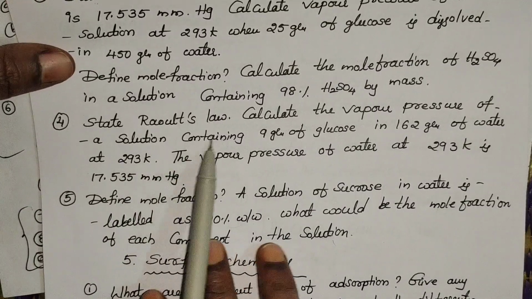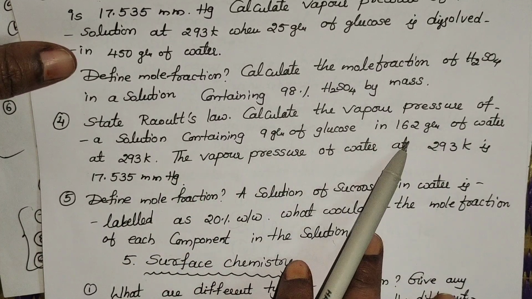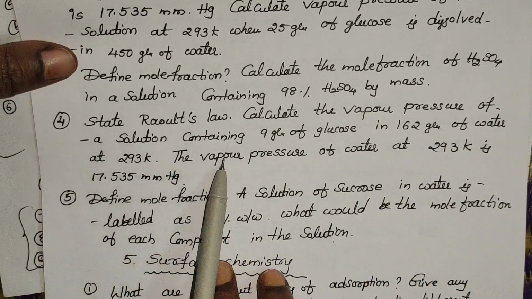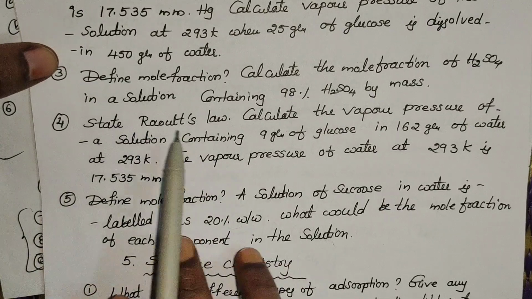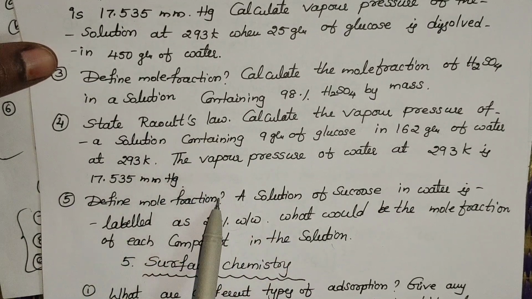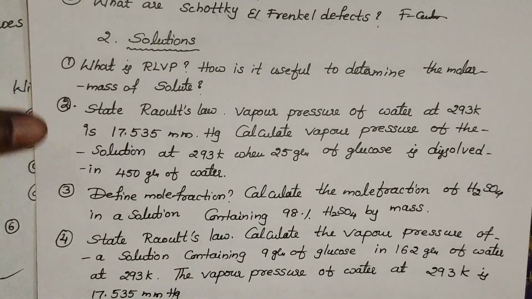Next, one more: state Raoult's law. Calculate the vapor pressure of the solution containing 9 grams of glucose and 162 grams of water at 293 K. Simply, one RLVP-based question is compulsory. Okay, one Raoult's law-based question is compulsory, or else a mole fraction-based question is compulsory. So these are the important questions from the solutions chapter.